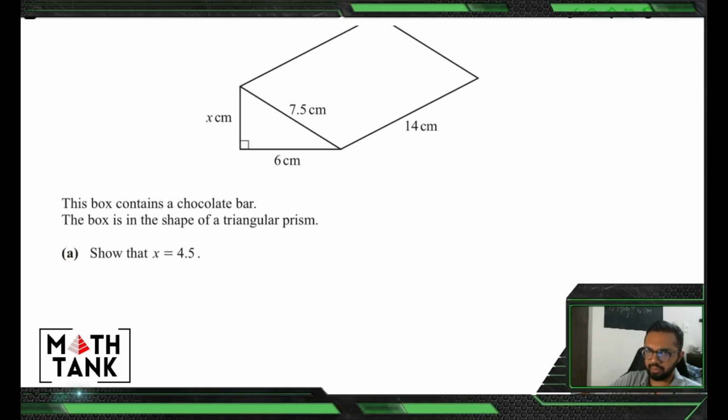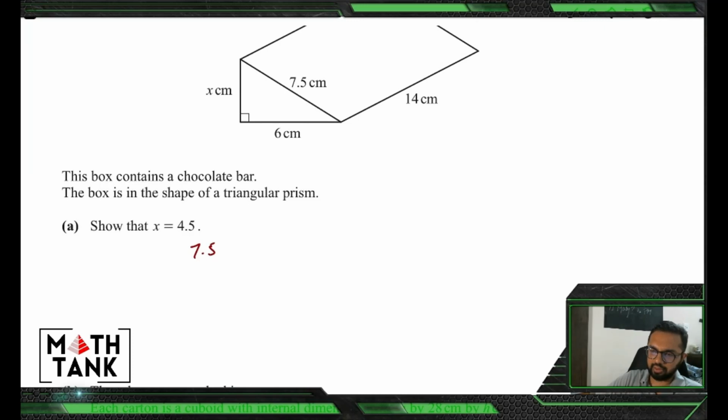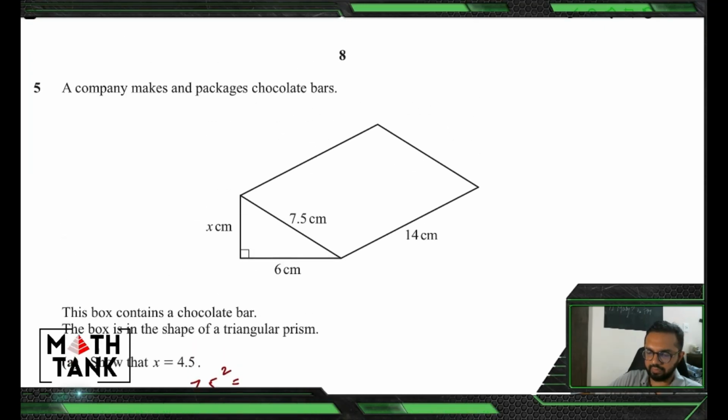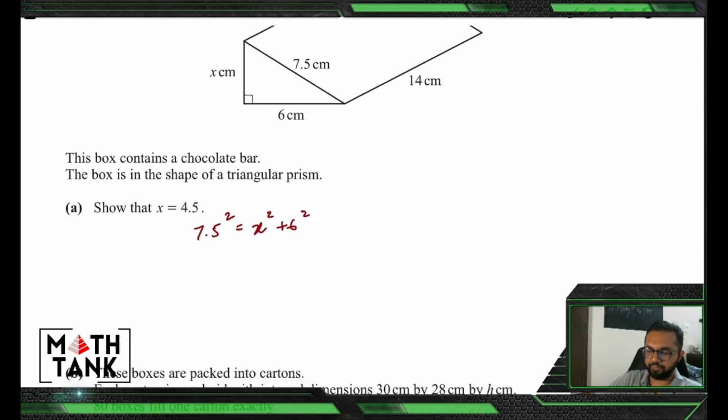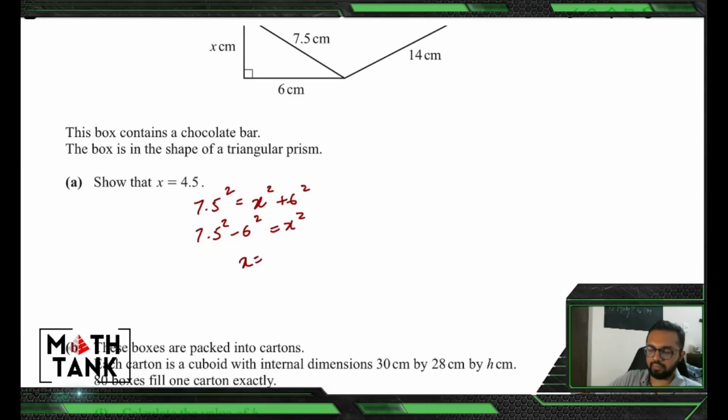This looks like a simple question on Pythagoras theorem. So I'm going to say that 7.5 squared equals x squared plus 6 squared. So 7.5 squared minus 6 squared equals x squared. X is therefore the root of this. Let's calculate quickly the root of this.